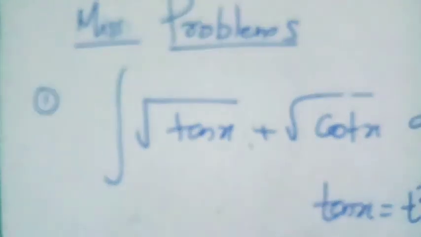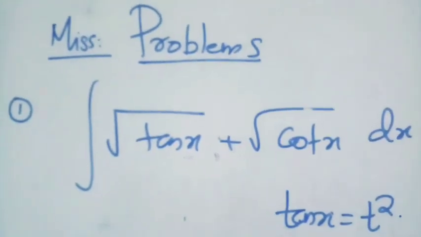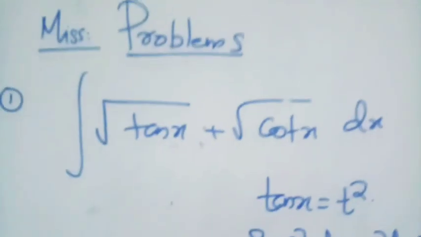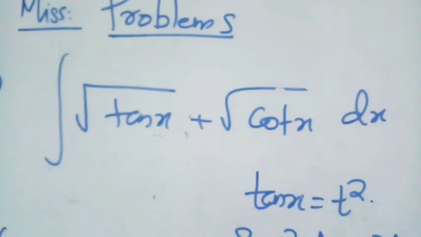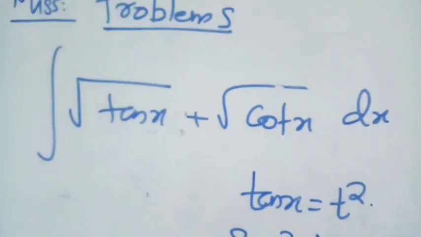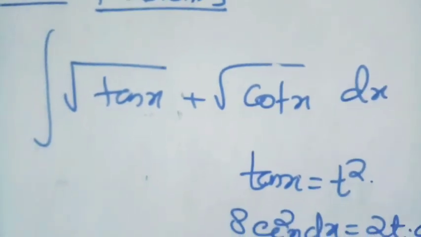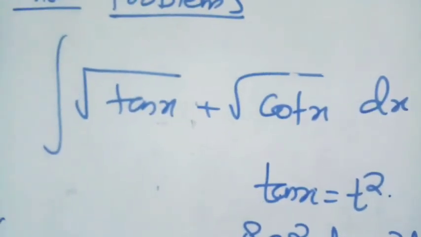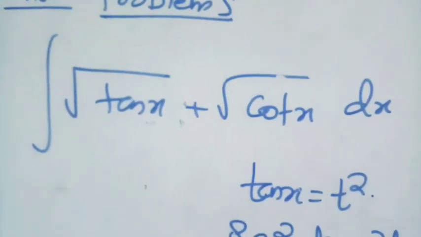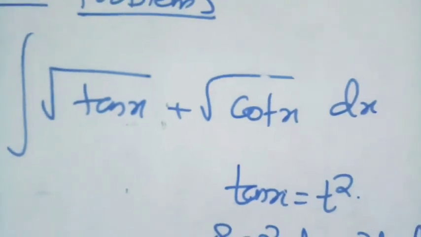We are going to discuss some more problems in the miscellaneous exercise of integration, of which the first one is an indefinite integral: integral of root of tan x plus root of cot x dx. This question is very important and also a previous year board exam question. Here the expression contains two radical symbols, so we need a better substitution. I think this one we haven't discussed.